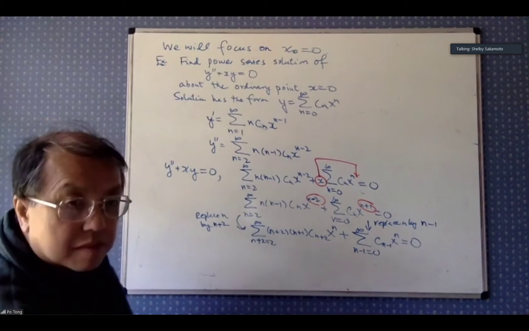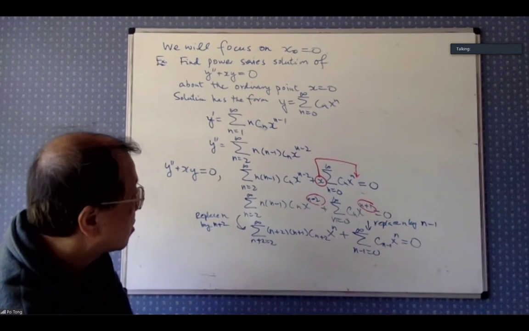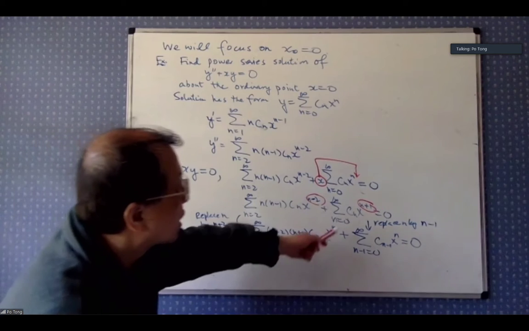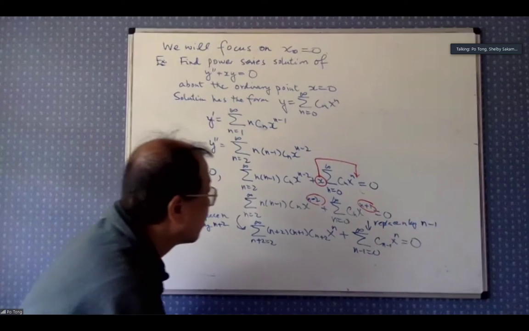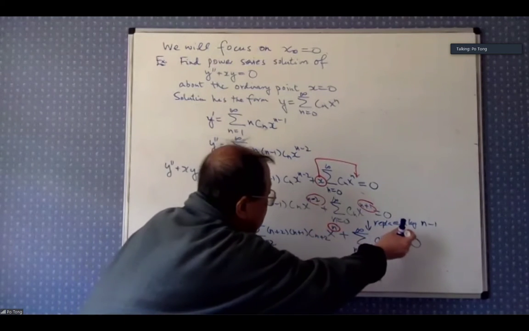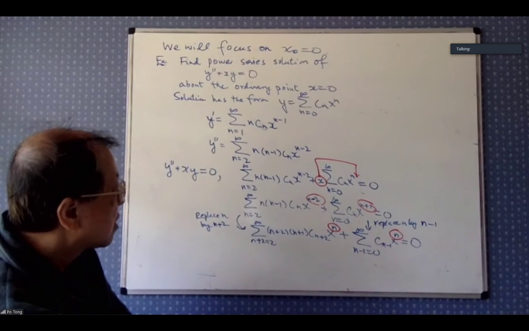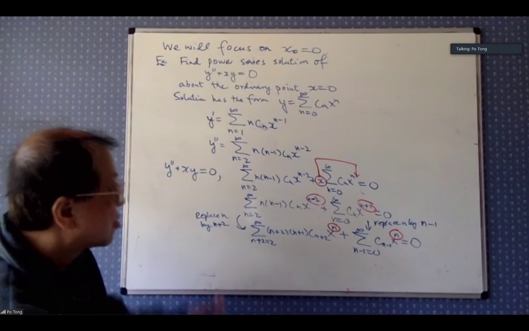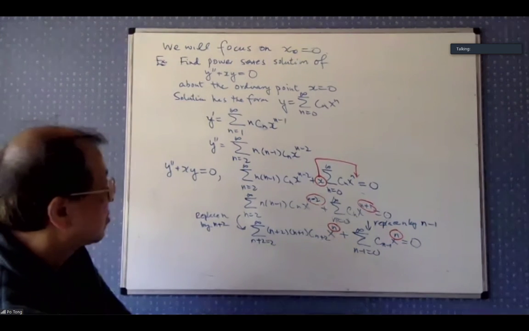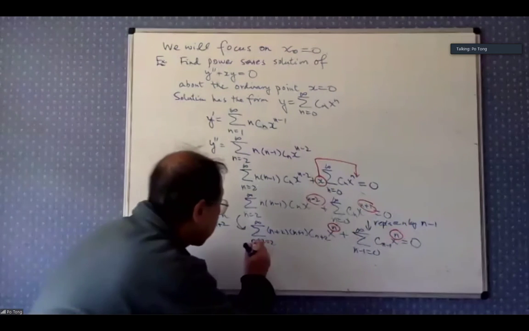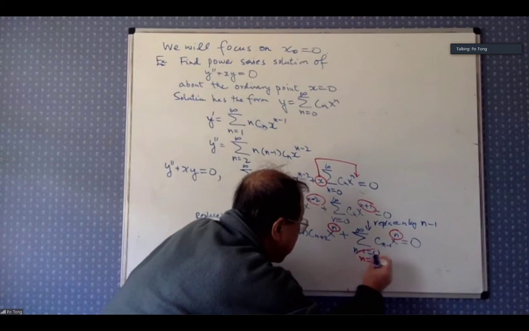Professor, why are we changing the second term, to n minus 1? Because I want both of them to be n so that I can combine them together. So this guy I can replace by n equal to 0. This one I can replace by n equal to 1.